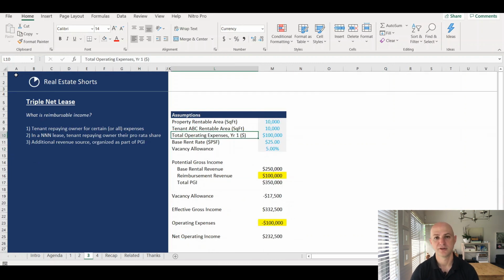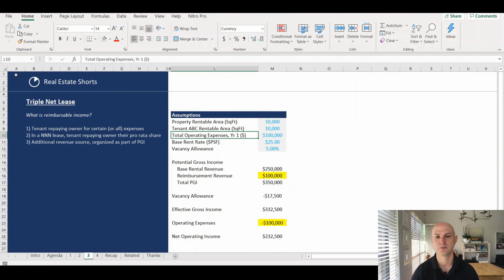So this begs the question, if the triple net lease shifts responsibility onto the tenant to pay for expenses, how does that process really work? And this is where that definition or phrase of reimbursable income, reimbursable expenses, pass-through revenue come into play. It can come in a couple different phrases, but they all refer to more or less the same process. I think it's easiest to illustrate it, but I'll give you the short version now.